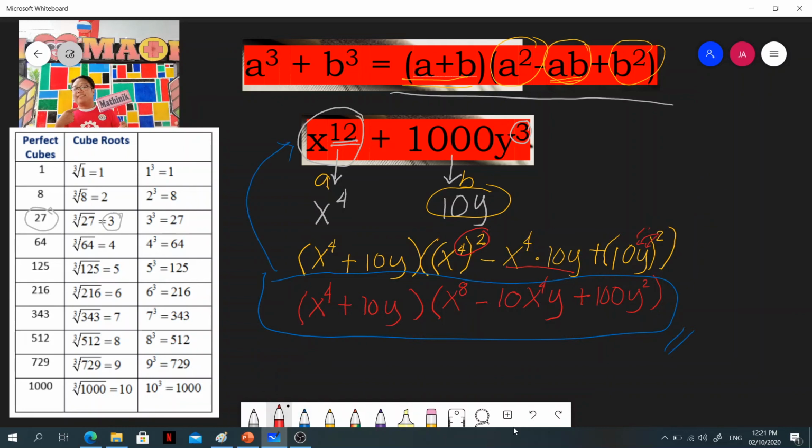Madali lang naman, 'di ba? Ano nga ba yung unang step? Unang step is kunin natin yung cube root. Pangalawang step is use the formula. Substitute natin. Gagamitin natin si formula. And then the last step will be simplify.